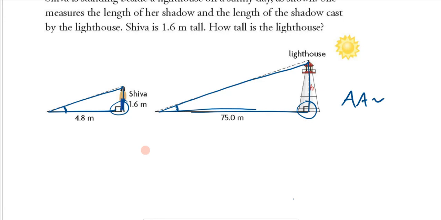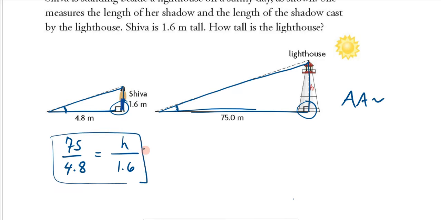So what does this mean? Well, I can find the scale factor by dividing 75 over 4.8. And that scale factor will be the same scale factor as dividing the height of the lighthouse by Shiva's height, 1.6. And so equating both ratios of my corresponding sides sets up an equation for me to solve where I have h as my unknown value.